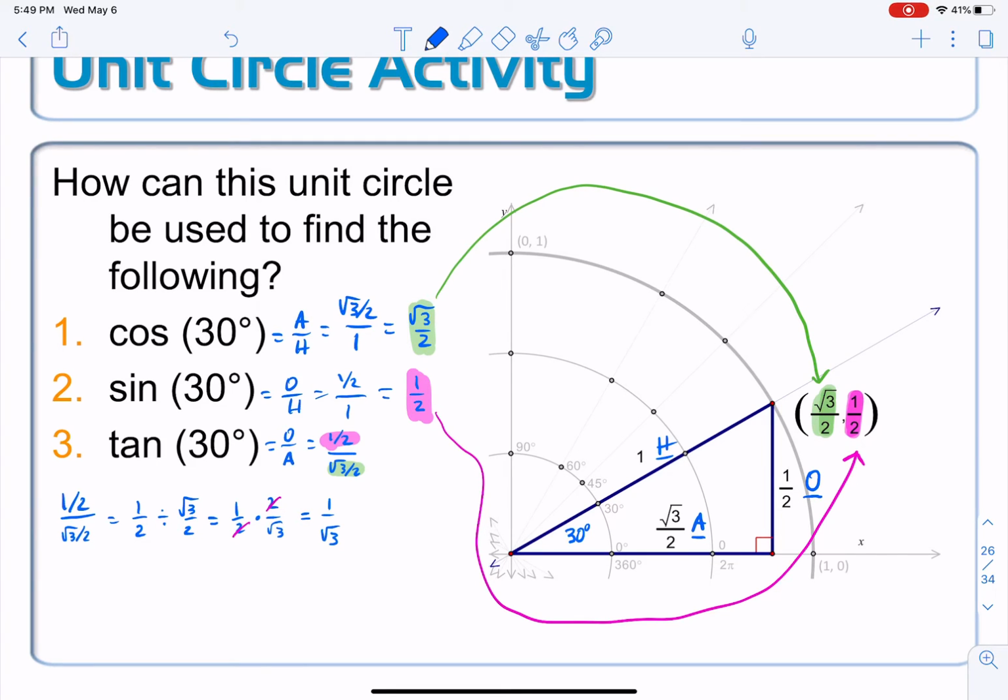But we don't like to write it that way. Instead, let's rationalize it. Square root of 3 over the square root of 3. And I would get square root of 3 on top. And square root of 3 times the square root of 3 is 3. Root 3 over 3.